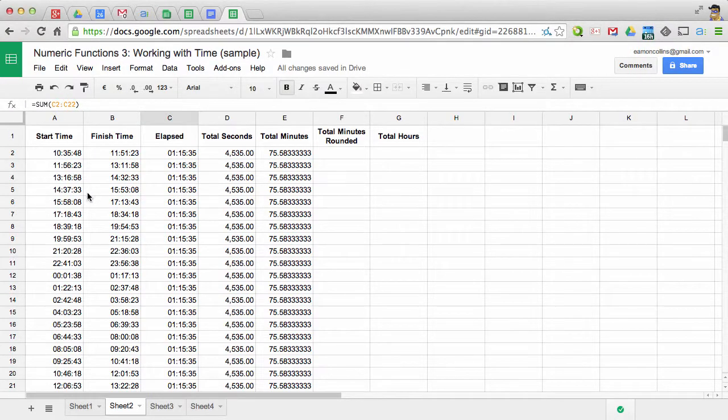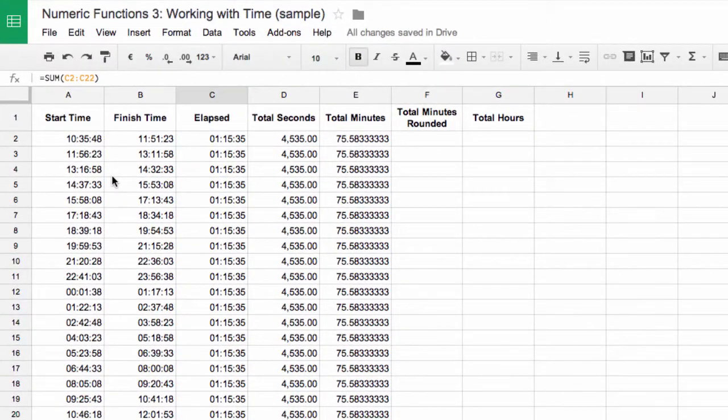So we'll look at our first example of recording times. We have a start time and a finish time, and we've calculated the elapsed time. The start time is just in hour, minute, and second format. Finish time is in exactly the same hour, minute, and second format. And the elapsed time is the difference between the higher figure and the earlier figure, recorded in hours, minutes, and seconds.